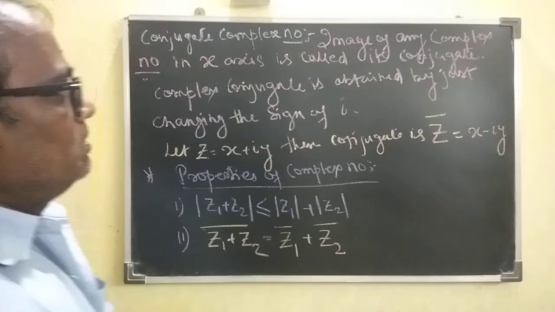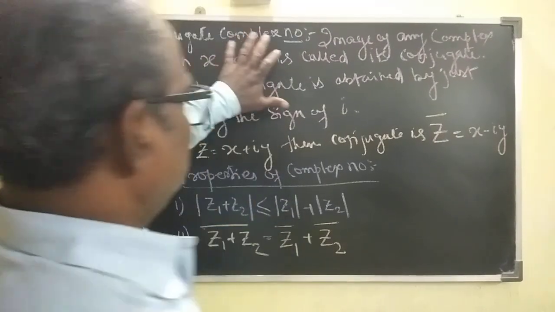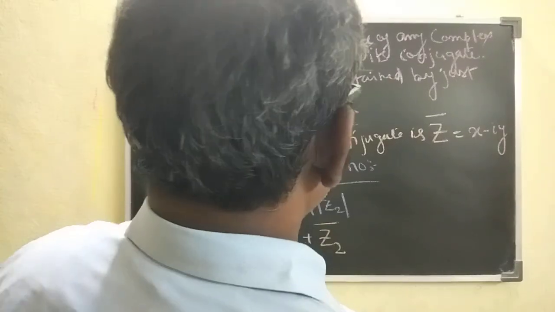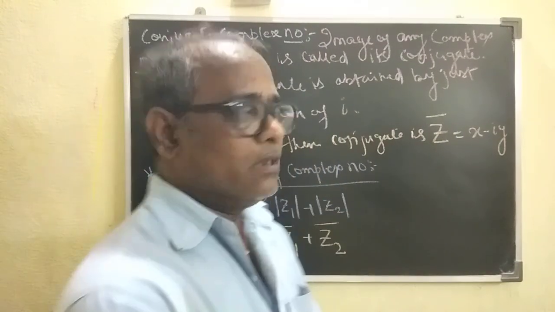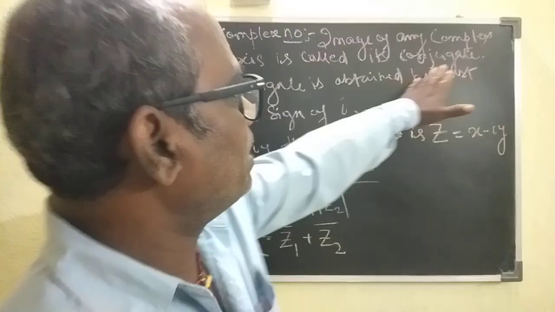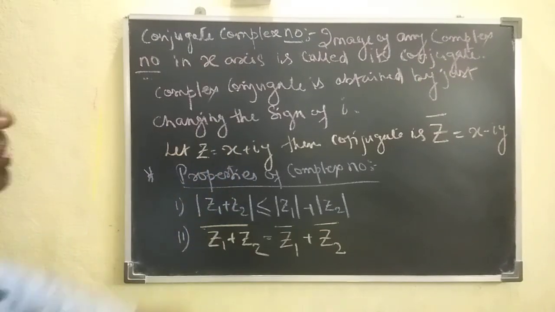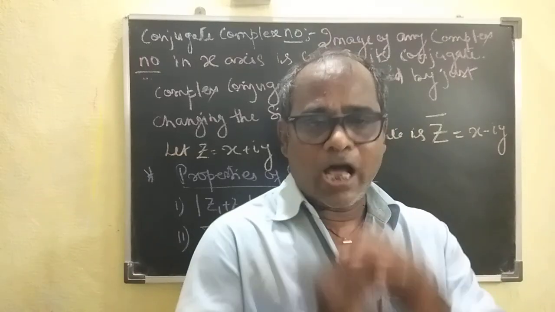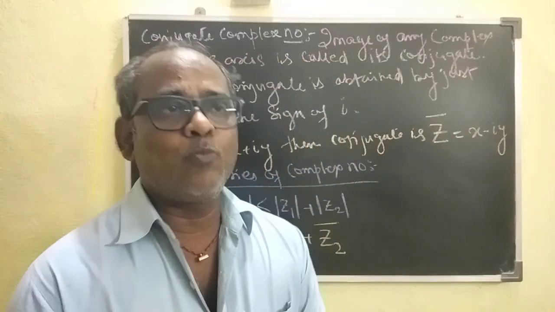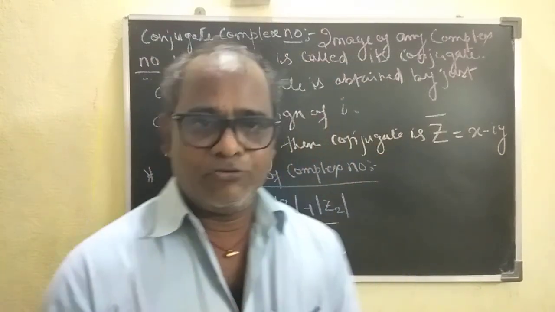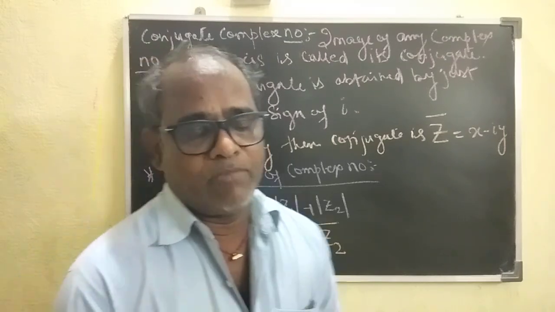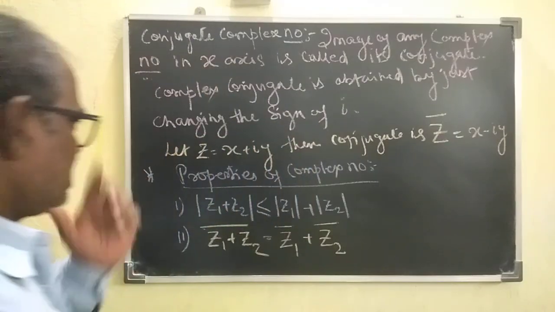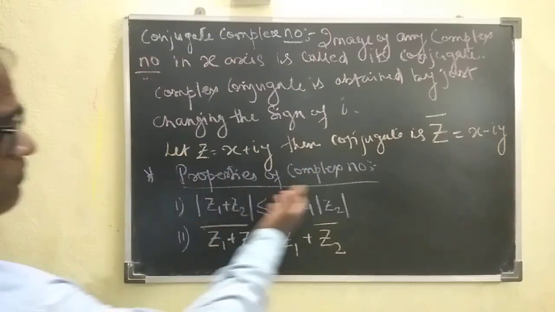Conjugate complex number. So we'll have the discussion on conjugate complex number. It is just what we can say is the image of any complex number on the x-axis is called the conjugate complex number. Next, conjugate complex number can be just obtained by changing the sign of iota. Suppose if it is given as 2 plus i3, then the conjugate of this can be written as 2 minus i3. Now next, let us look at the properties of complex number.